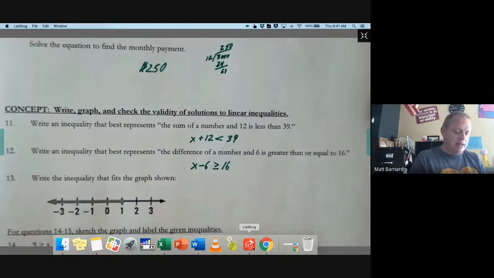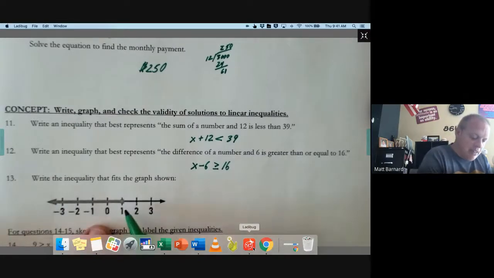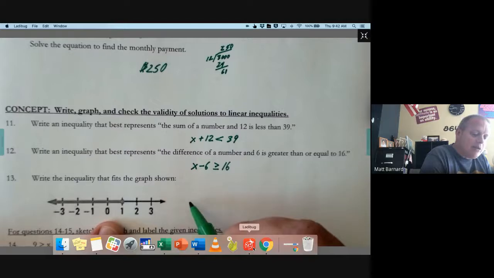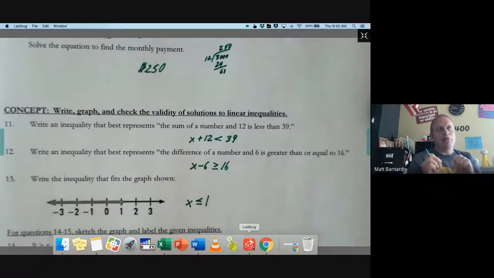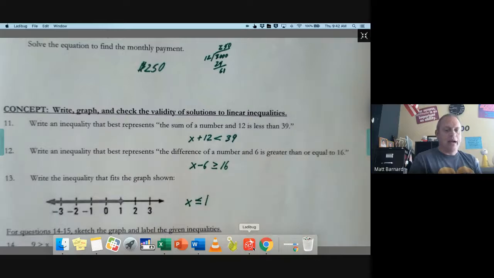We have to be able to look at graphs too. Now notice here that this one, we want all the numbers that are less than 1, but because this circle here, it's kind of hard to see, this circle is closed in, we want all the numbers less than or equal to 1. And we want you to really focus on writing the variable always on the left side when you're working on graphs, okay?